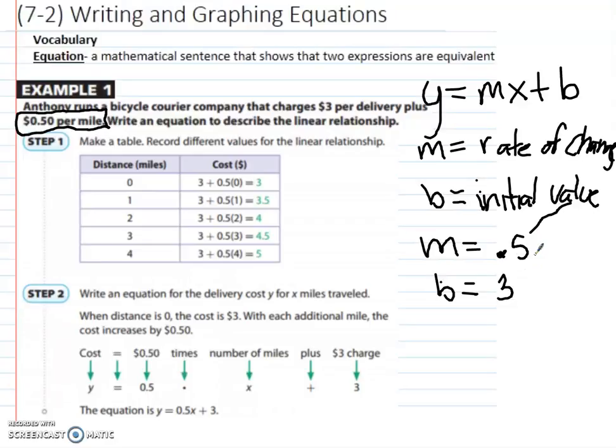So we need to write an equation in the slope-intercept form, y equals mx plus b. So if we are going to do that, we replace the m with the constant rate of change. The constant rate of change is 0.5 or 50 cents times x, the amount of miles, plus the $3 delivery charge. That's the first example. All right, let's go to the next one.